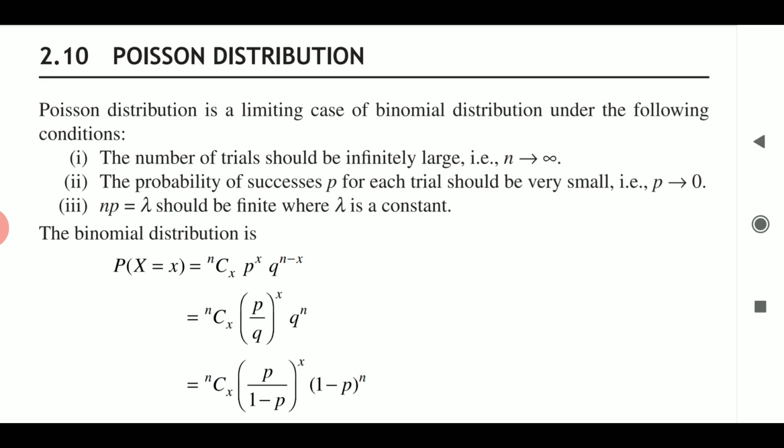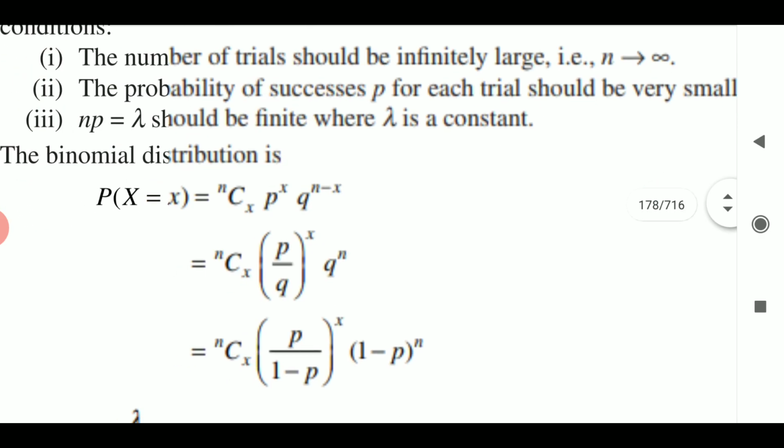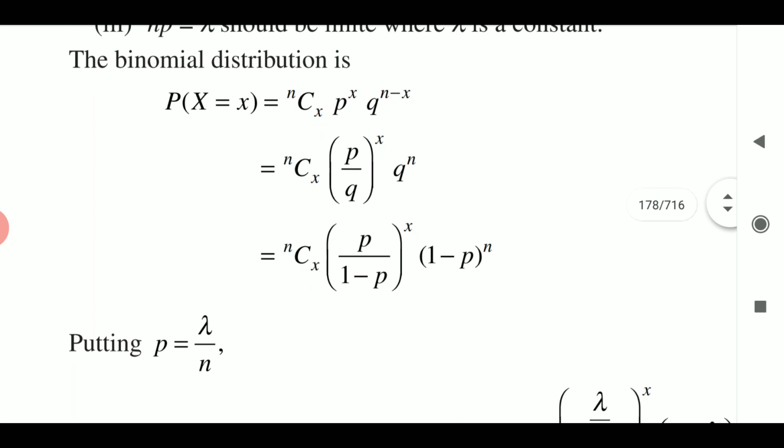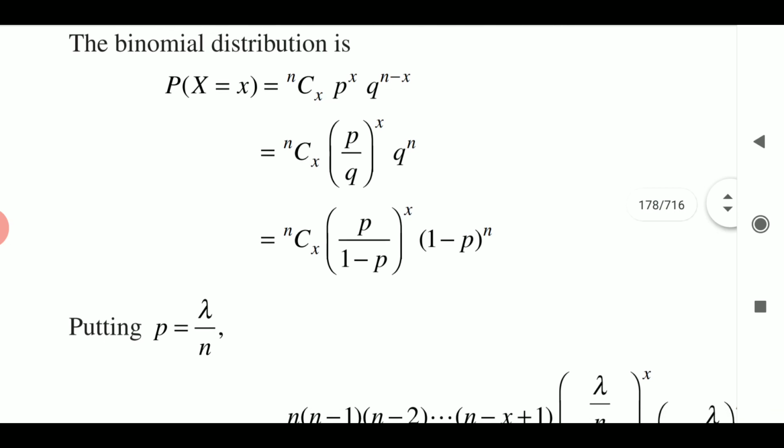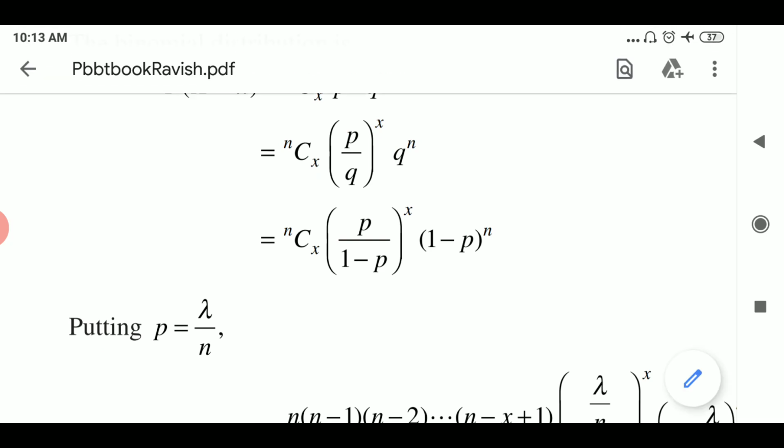So I have stated that Poisson distribution is the special case or limiting case of binomial distribution. But I should tell how this Poisson distribution is coming. What is the probability distribution formula for Poisson distribution? Like we have in binomial distribution, the probability at x, where capital X is the random variable and small x is the point we are talking about, is given by nCx p to the power x q to the power n minus x.